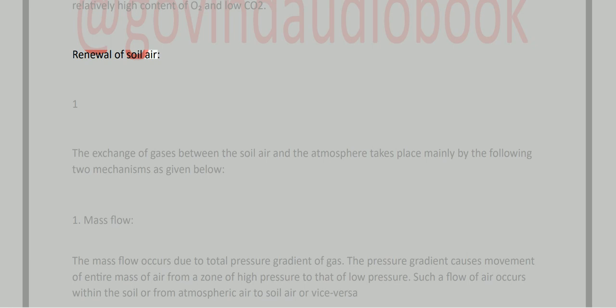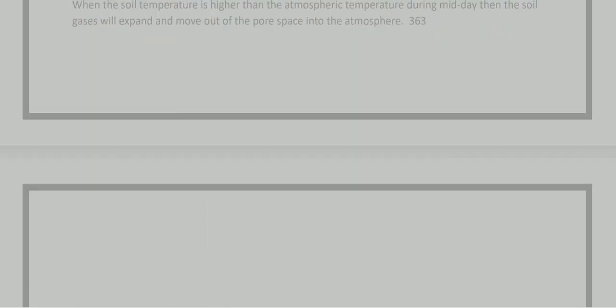Renewal of soil air. The exchange of gases between the soil air and the atmosphere takes place mainly by the following two mechanisms. 1. Mass flow. The mass flow occurs due to total pressure gradient of gas. The pressure gradient causes movement of the entire mass of air from a zone of high pressure to that of low pressure. Such a flow of air occurs within the soil or from atmospheric air to soil air or vice versa. When the soil temperature is higher than the atmospheric temperature during midday, then the soil gases will expand and move out of the pore space into the atmosphere.